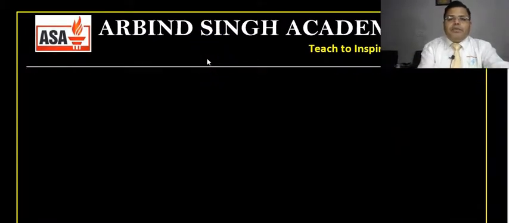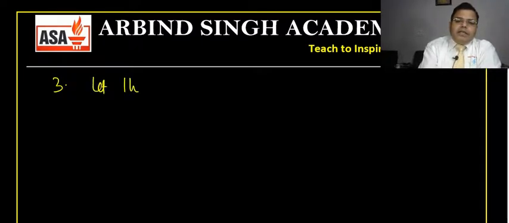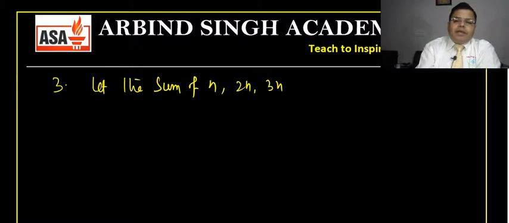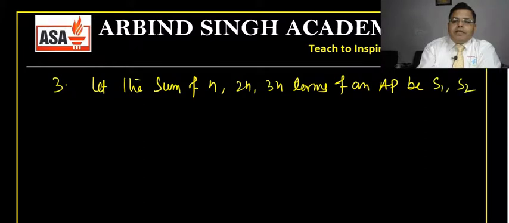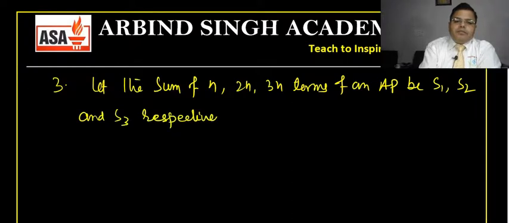The next question from this category is question number 3. Let us solve question number 3. In question number 3, it is given that let the sums of n, 2n and 3n terms of an AP be S1, S2 and S3 respectively.